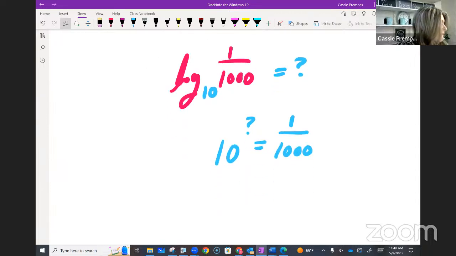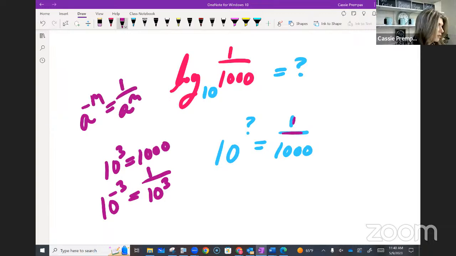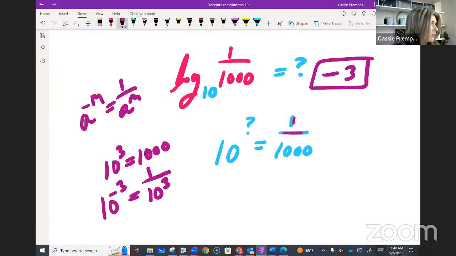Isn't it 4? 100. 10 to the third is 1,000. That's true. 10 to the third is 1,000. How do I put it under 1? Yes, make it negative. If it's a negative exponent, you just put it under 1. Another rule that we learned a while ago. A to the negative m is equal to 1 over a to the m. So what's the answer? It's -3. If you see it under 1, just make it negative.